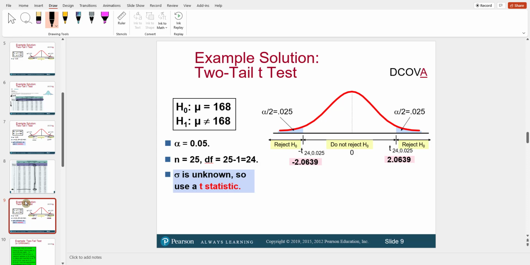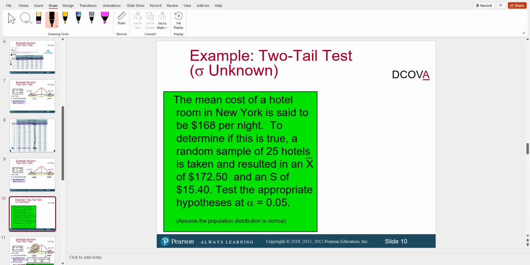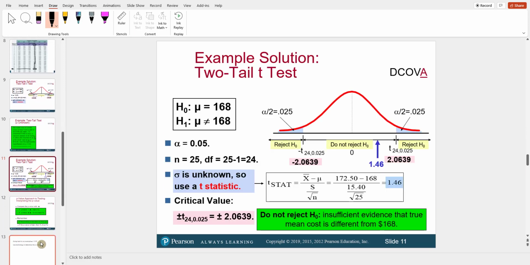Once I figure out my t-statistic, I need to see where it falls on this graph. Does it fall in the rejection region or the non-rejection region? So let's go ahead and write out the information that we have. We know that the sample mean is 172.50 and the sample standard deviation is $15.40. I'm going to use that information to calculate my t-statistic.